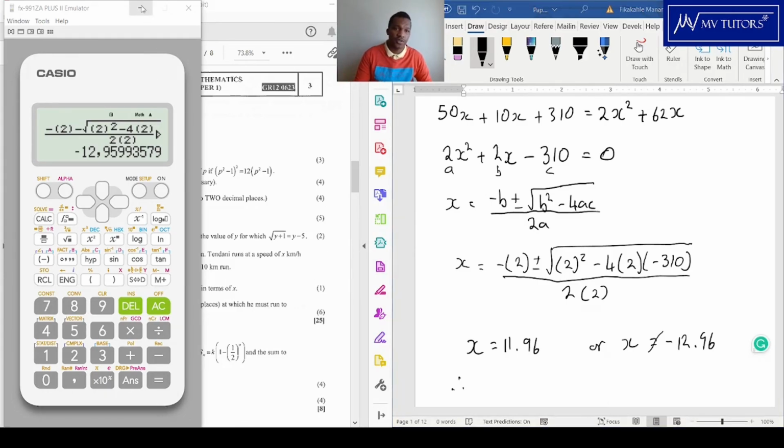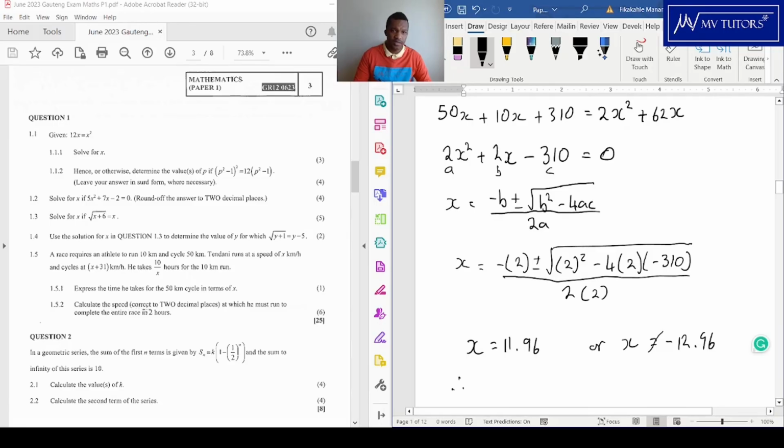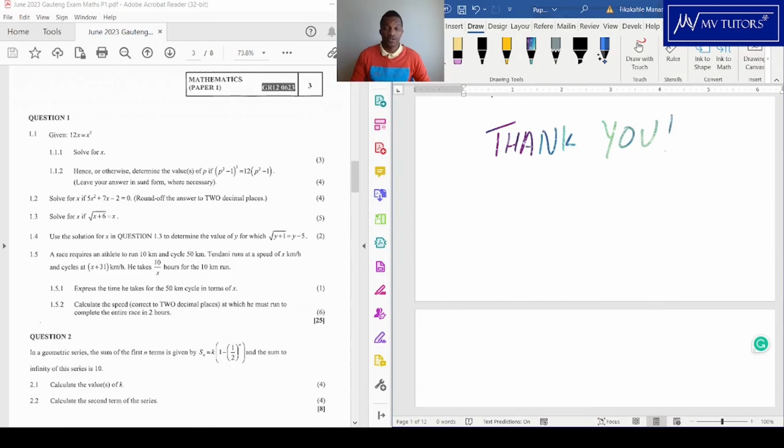So therefore, the question, what is the question? Calculate the speed, to 2 decimals. Therefore the speed is equal to 11.96. Now what is speed in? Yes, if you said kilometers per hour, then you are correct. That's the final answer.